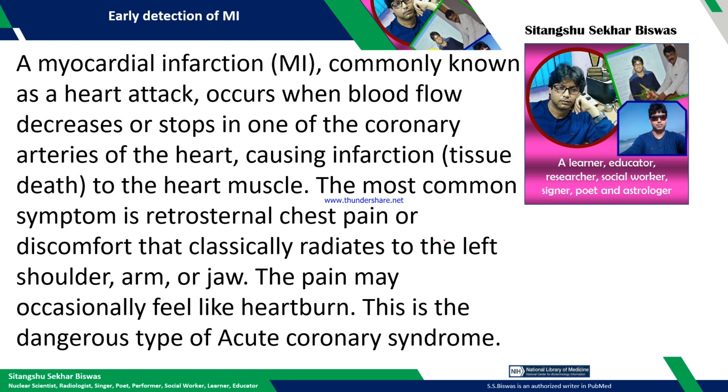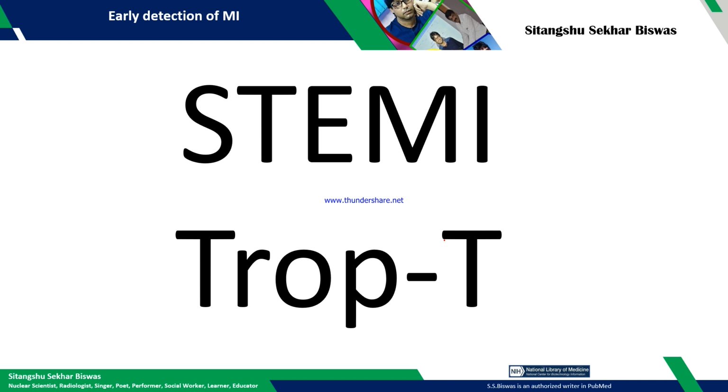Okay, so when one person is experiencing this, maybe it is due to a gas problem. But after taking the antacid, if the chest pain is not reducing within 5 to 10 minutes, then immediately what is to be done? There are two things, which are the very gross indications of myocardial infarction: the elevated ST segment in the ECG, and you have to do the TROP-T test. I am going to explain.